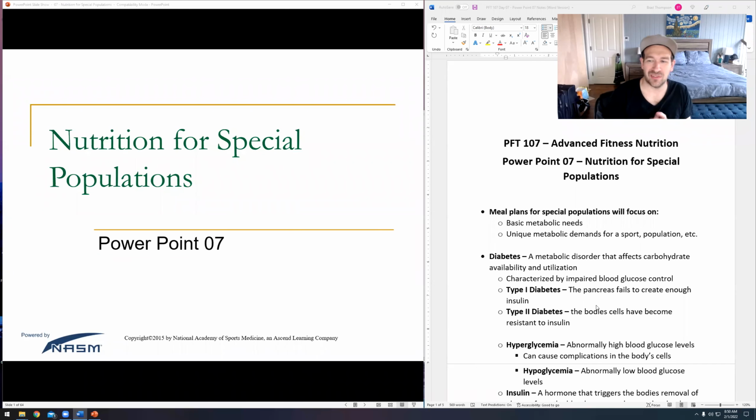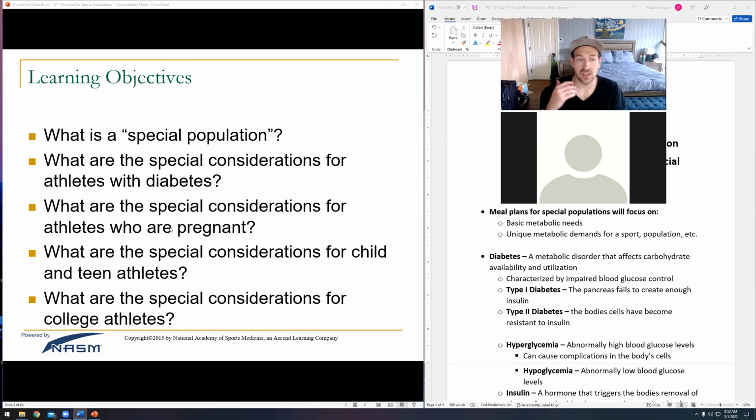All right, so we're looking at nutrition for special populations today. We are going to be talking about what I mean when I say special populations. Really, that is somebody who is dealing with a specific disease or condition, right? And again, just to be very clear, we don't treat diseases or conditions as personal trainers, as nutritionists, anything like that. That is not our role.